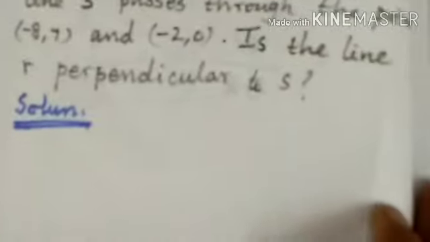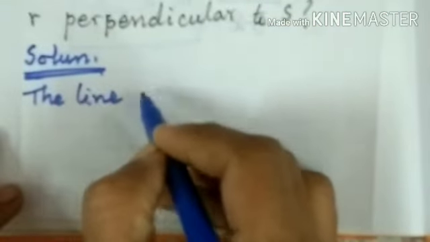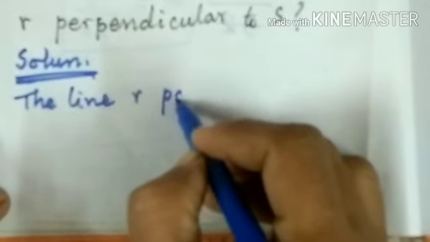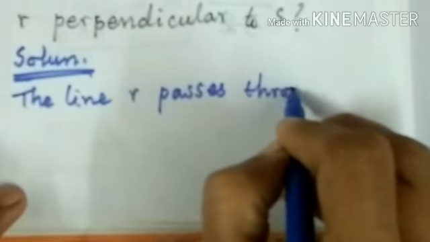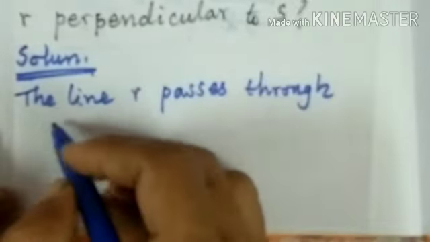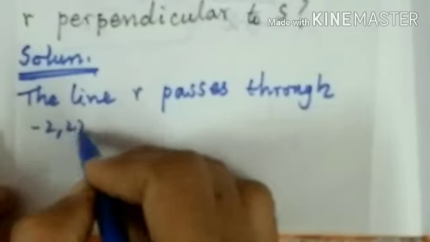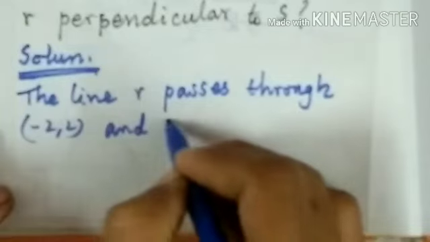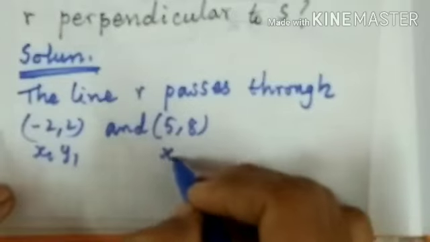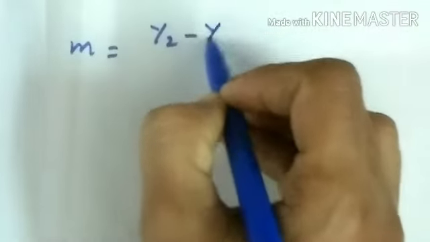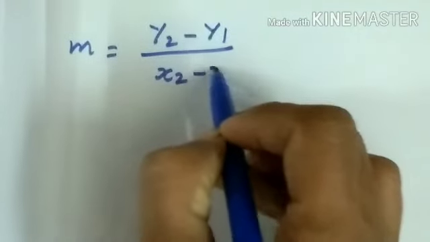Let us do the solution. First you take down and write the given. The line R passes through the points (-2, 2) and (5, 8). That is x1, y1, x2, y2. Now you write the slope formula. m is equal to (y2 minus y1) by (x2 minus x1).